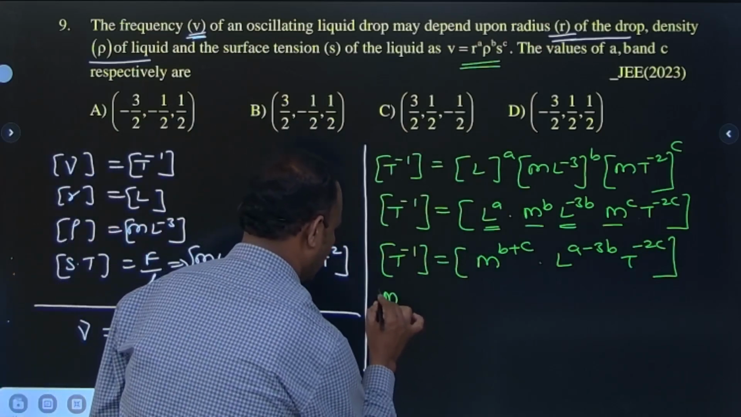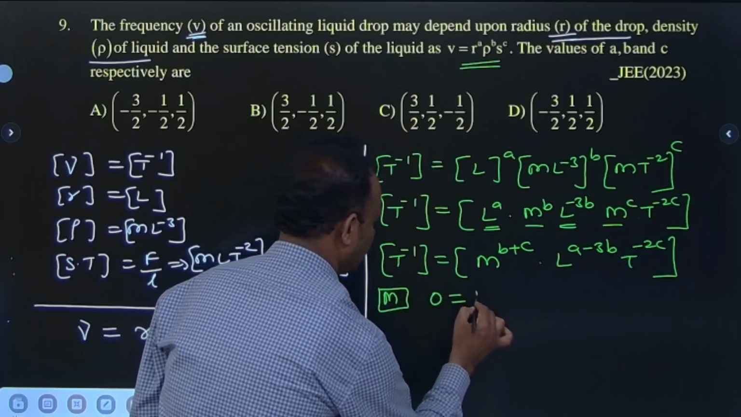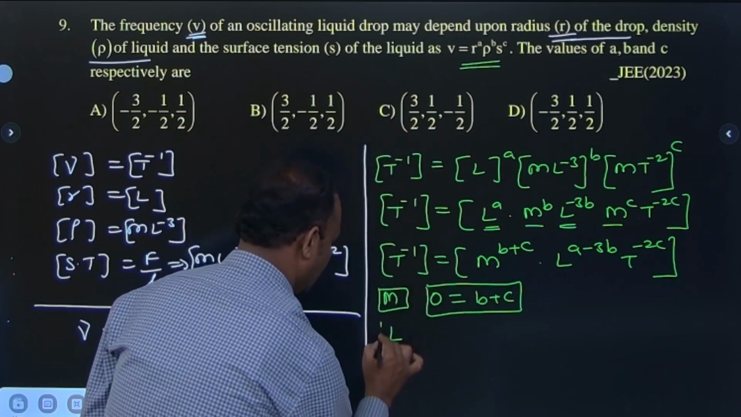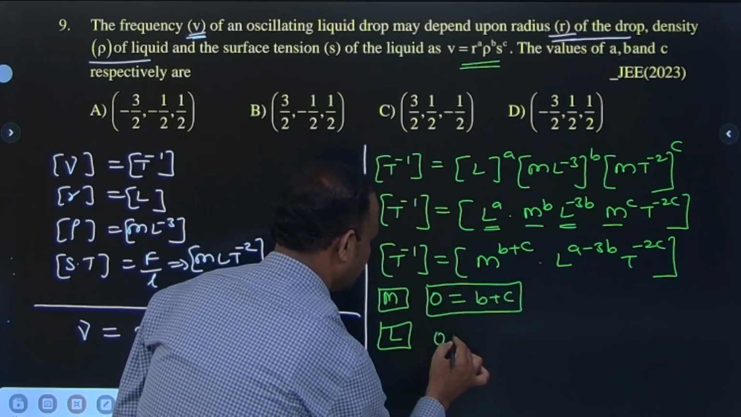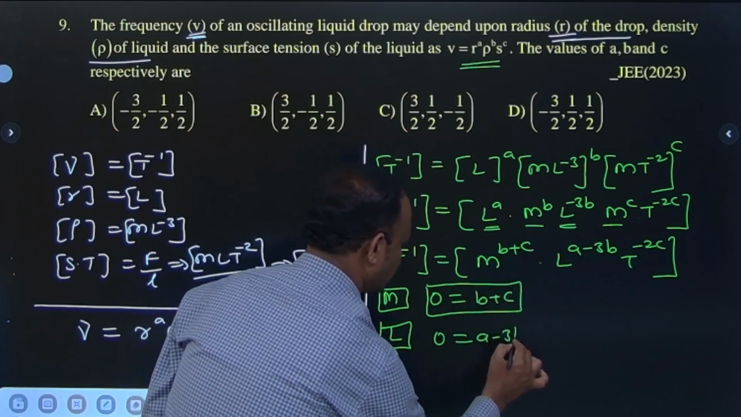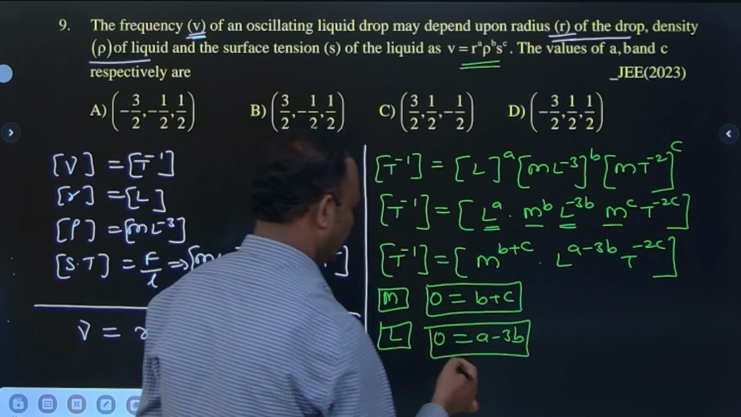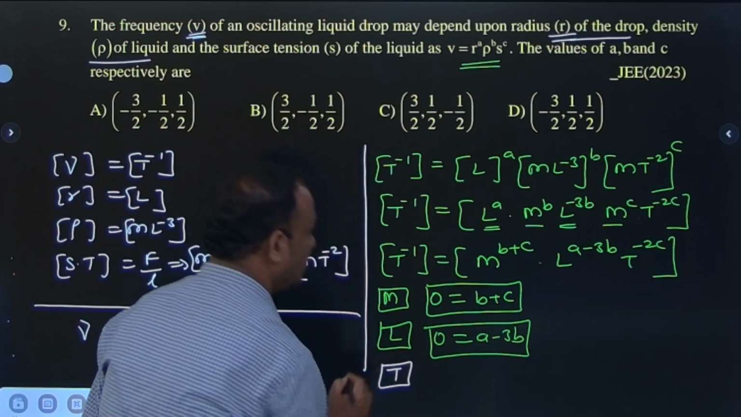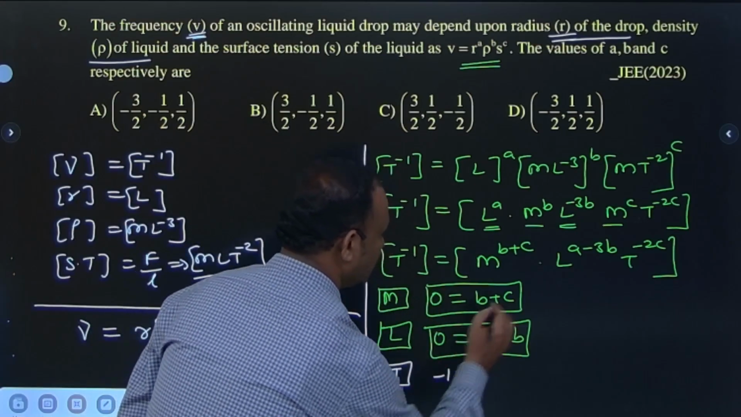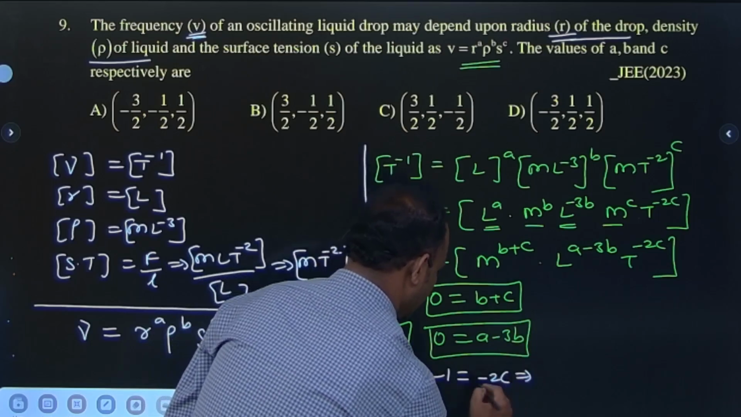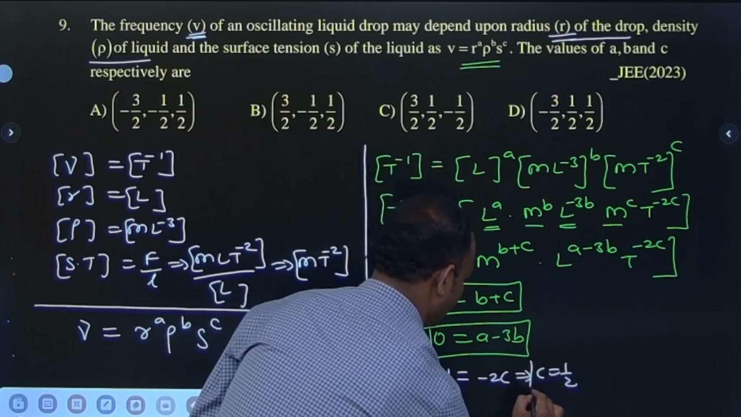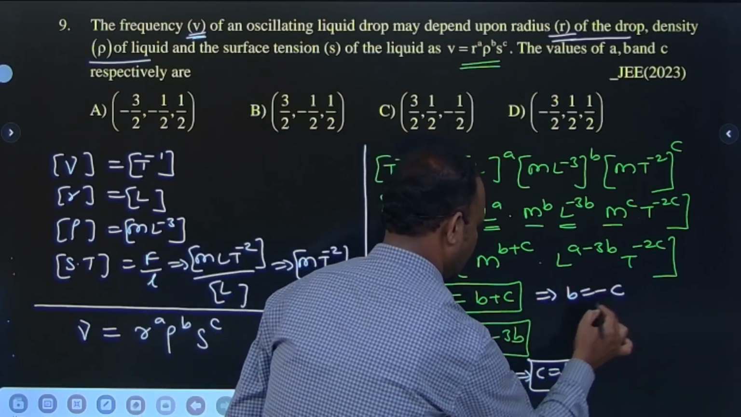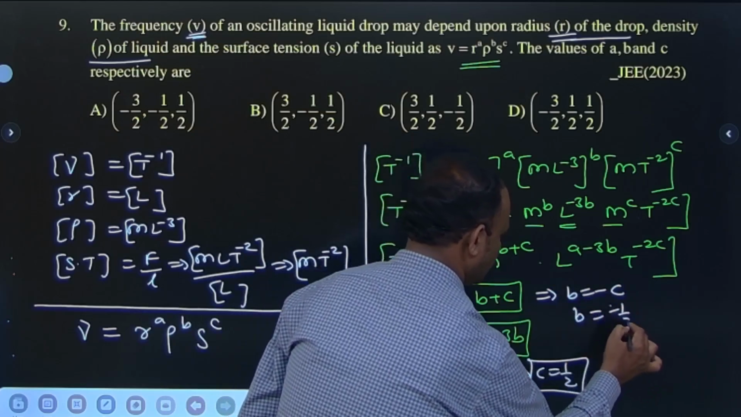Compare the terms. First comparing the terms of M: 0 is equal to B plus C is my first relation. Compare the terms of L: 0 is equal to A minus 3B. Next, T: minus 1 is equal to minus 2C. Then minus minus cancel, C is equal to 1 by 2. C is 1 by 2 means B is equal to minus C, then B is equal to minus 1 by 2.